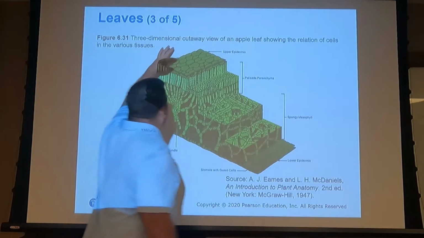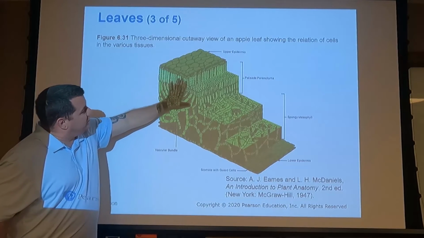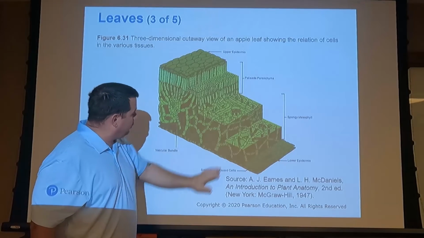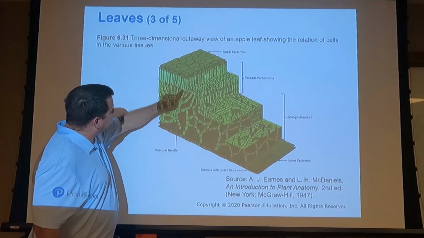Here we have the epidermis. We have this set of palisade cells. We have the spongy mesophyll. And then here are our vascular bundles. You can see they're connected here.